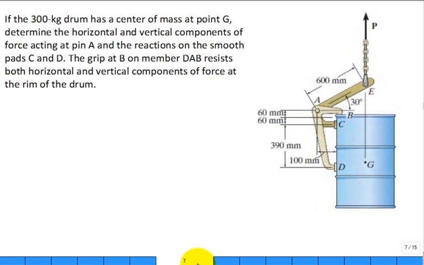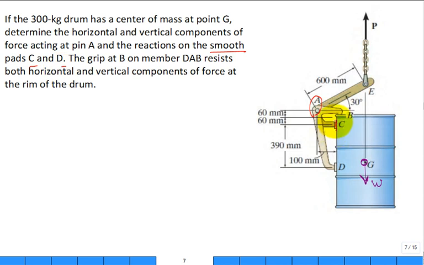Here's another one. I have a 300 kilogram drum that has a center of mass at G. So right here it is, and because it has that much mass, it has that much weight, which is mg. Determine the horizontal and vertical components of the force acting at pin A. Here's pin A right here. And the reactions on the smooth pads, that keyword smooth pads, at C and D.